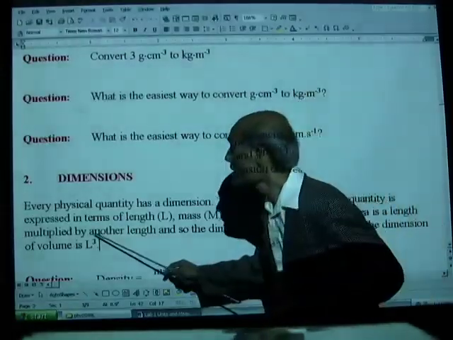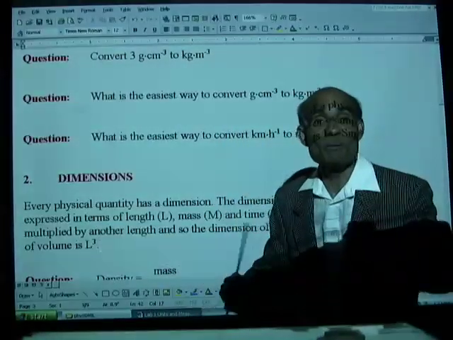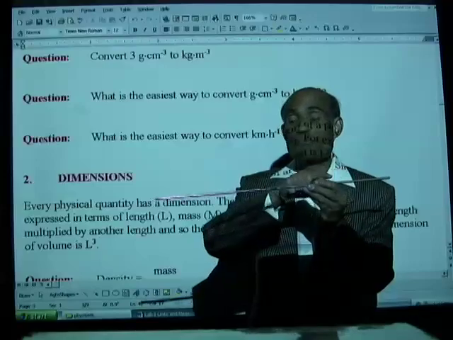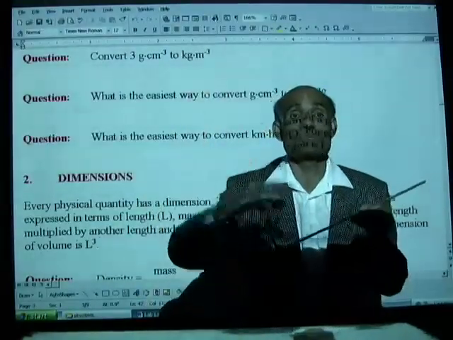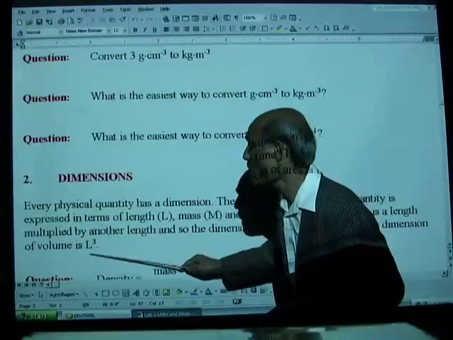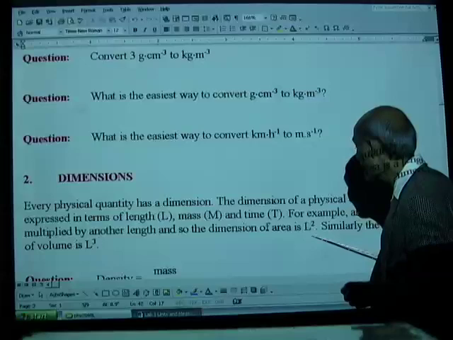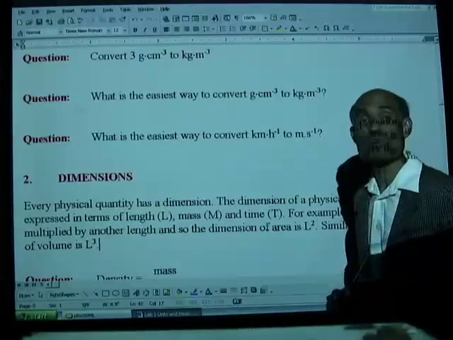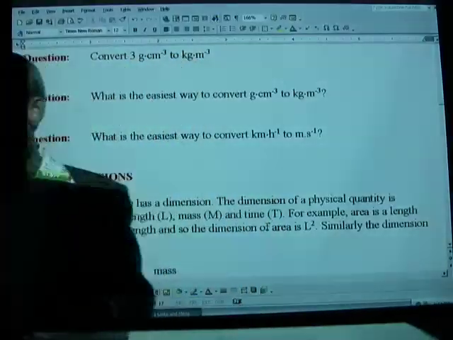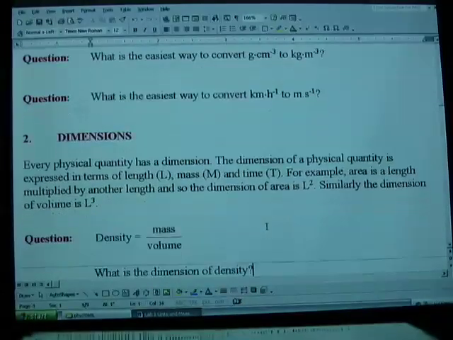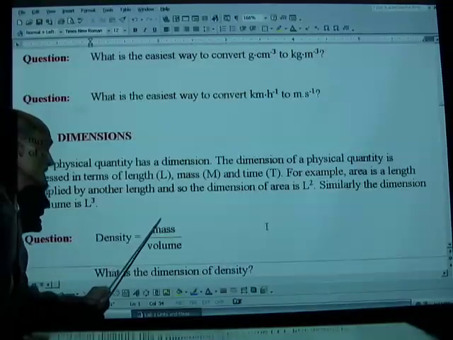In that case, the dimension of volume will be L cube, because a volume is obtained by multiplying length 3 times. So the dimension of volume is L cube. The dimension of area is L squared. Okay, what is the dimension of density?